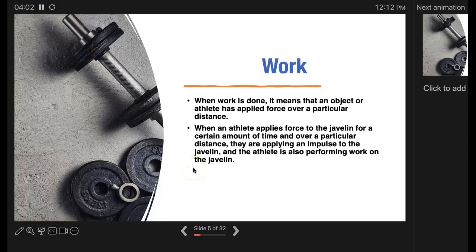So when an athlete applies force to a javelin, I heard you guys did javelin the other day. Who threw it the farthest? Nobody could beat Paulson. That dude's got such a wingspan, my goodness.